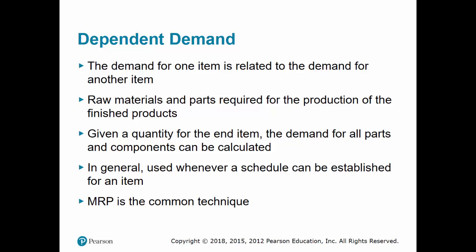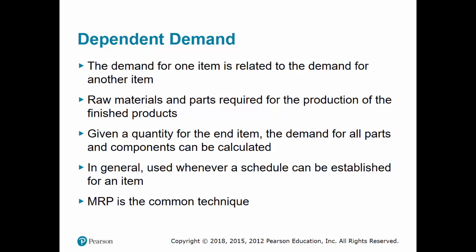These are typically raw materials and parts that are required for the production of the finished products. The finished product's demand does not depend upon some other products internally. The demand comes from external customers. So finished products are independent demand items. Given a quantity for the end item, from that we can calculate the demand for the components and parts that are needed to produce the end item. Those are the dependent demand items whose demands can be calculated from the demand of the independent demand item.